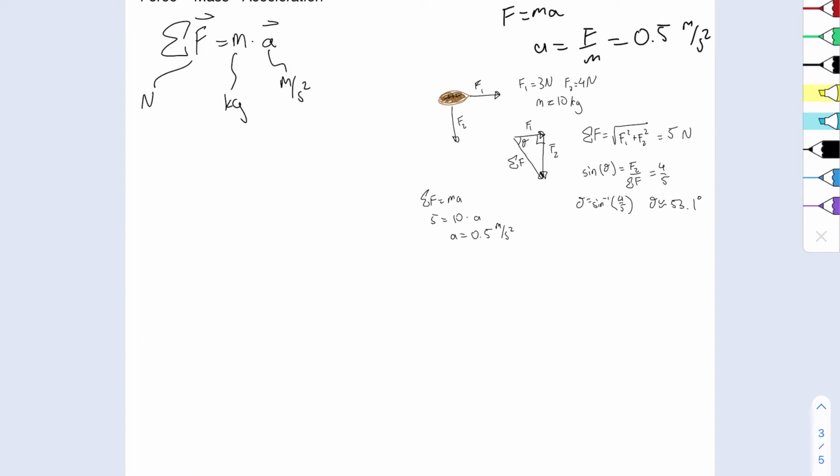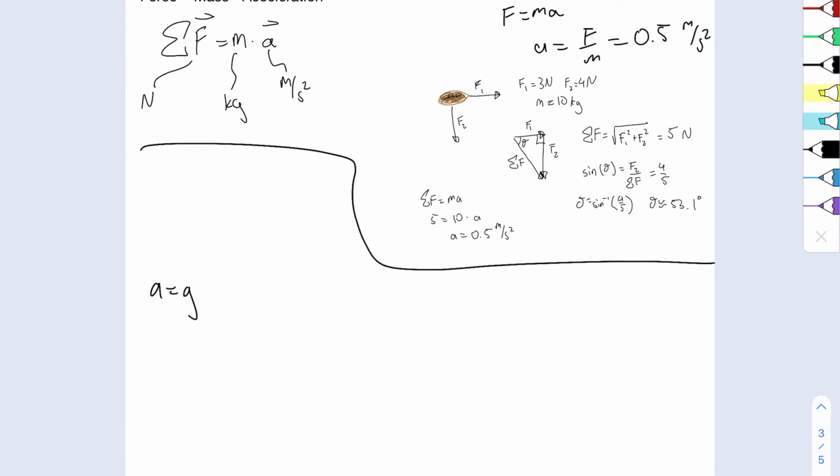Another important thing to remember when talking about Newton's second law is that it helps us find out what the force of gravity is. You may recall from kinematics that all objects close to the Earth fall due to gravity at the same acceleration. So with an acceleration equal to g, and you may remember that g is equal to 9.8 meters per second squared.